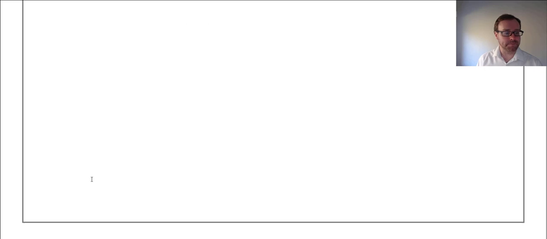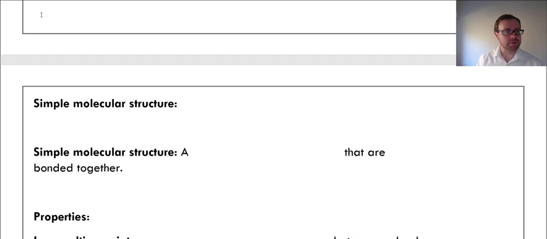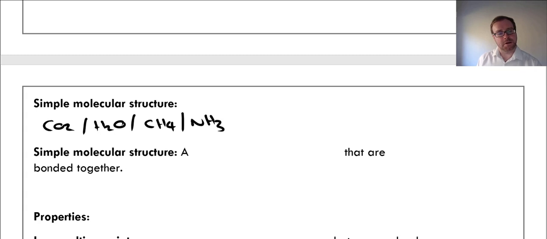Okay, so moving on to our last type of structure, we have a simple molecular structure. Right, so some examples of simple molecular structure. Actually, you can do this, so see if you can think of some simple molecular structures. Okay, so some simple molecular structures, e.g. carbon dioxide, water, methane, ammonia, and lots more, and we'll do one more. HCl, hydrogen chloride.